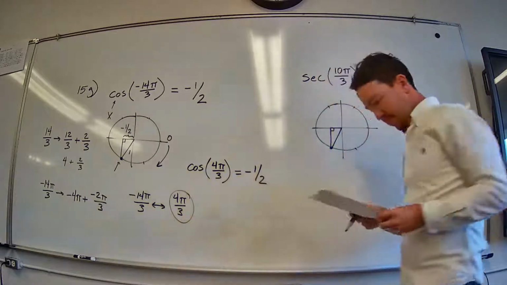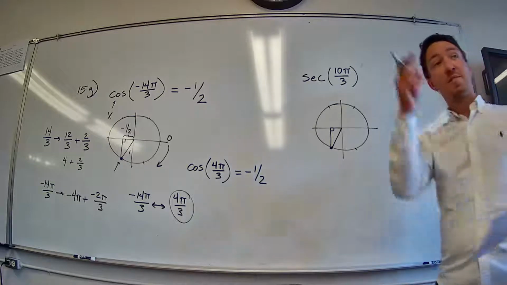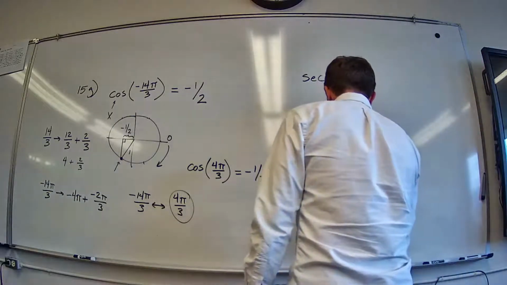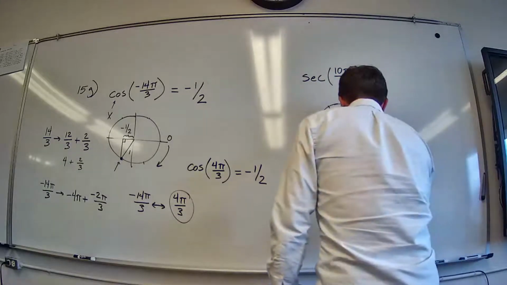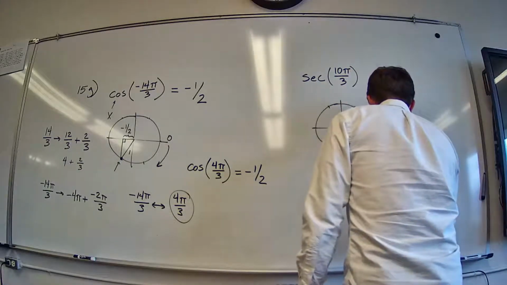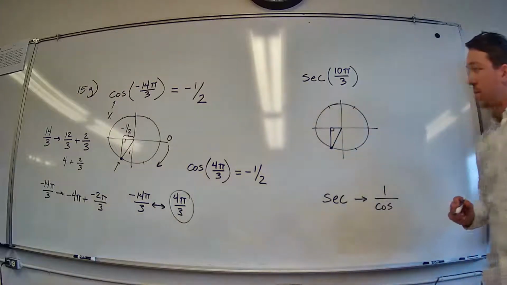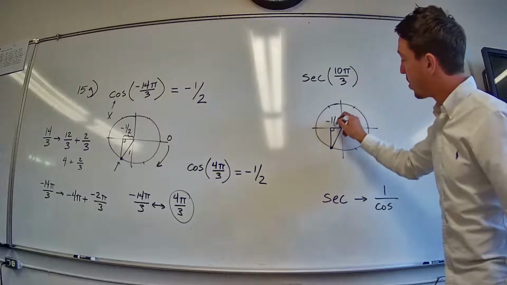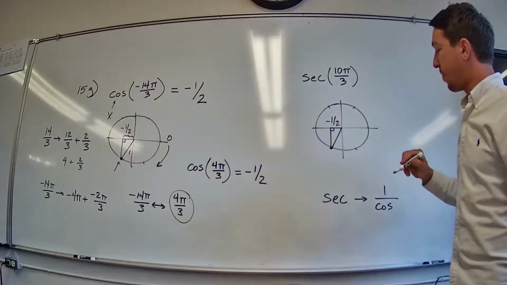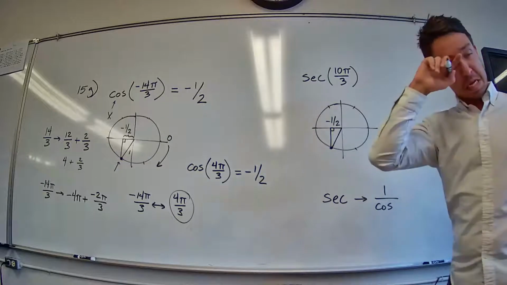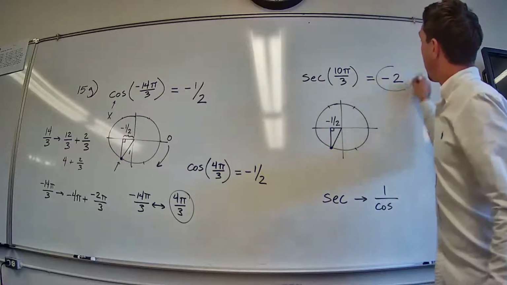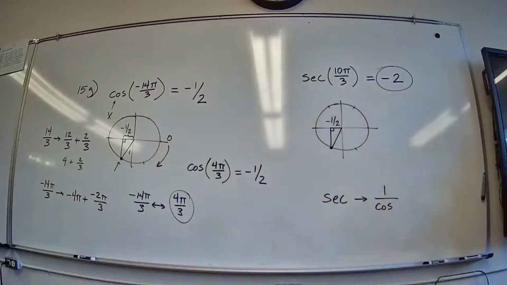So how do I get the secant? Very close. The reciprocal. One of the things you have to just know is that secant, that word, is the reciprocal of the cosine. So we actually just figured out the cosine. We know the cosine of this is negative 1/2. What does that mean for the secant? Negative, sorry, negative 2. Isn't that nice?